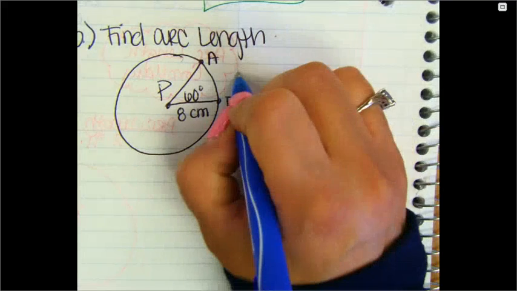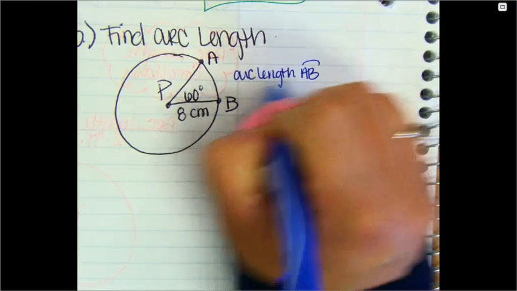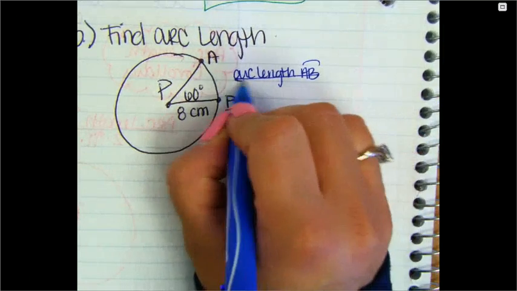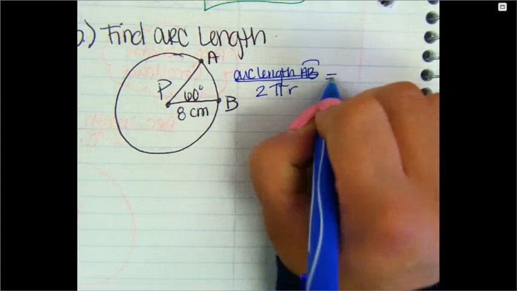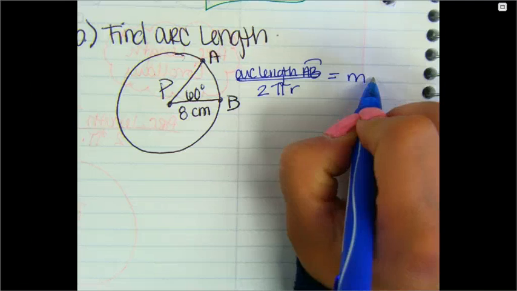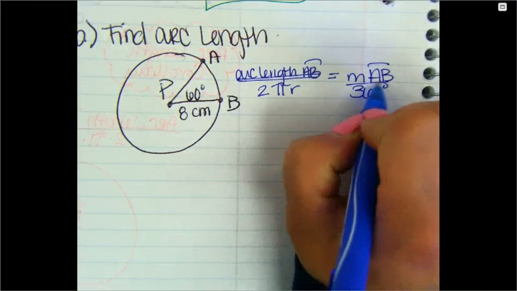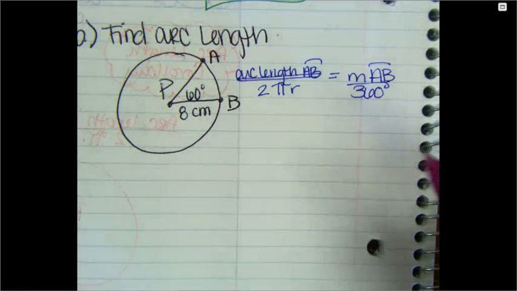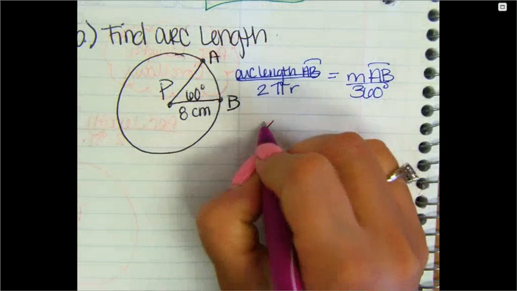Arc length AB divided by 2 times pi times r equals measure of arc AB over 360, yes? Okay, what are we looking for? The arc length, so what do we have? The arc length, so what do you want to call it? Wonderful, let's call it x.